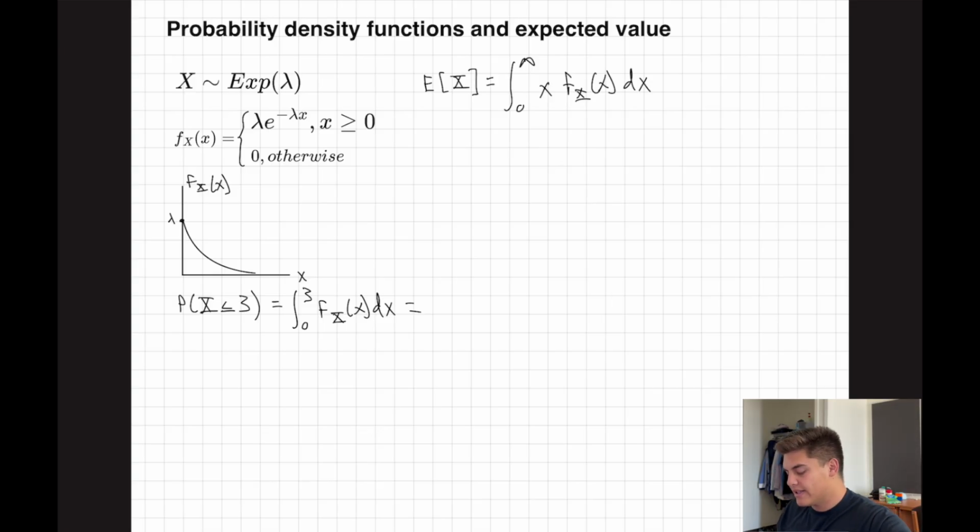And when we go ahead and solve this out, the proper thing to do in math is take the limit as a approaches infinity of the integral from 0 to a of x times lambda e^(-lambda x) dx. If you want to watch how to solve an integral like this, I have videos about tabular integration, but I'm going to go ahead and set that up now.